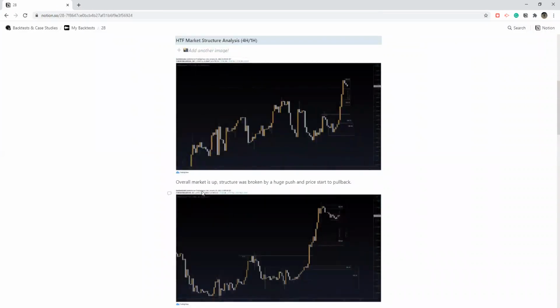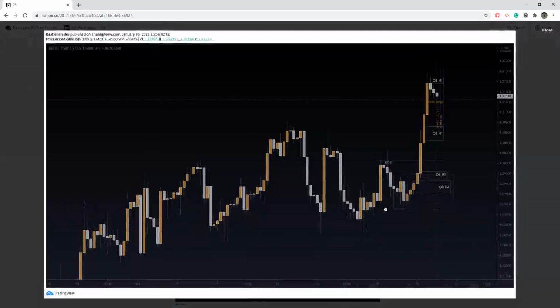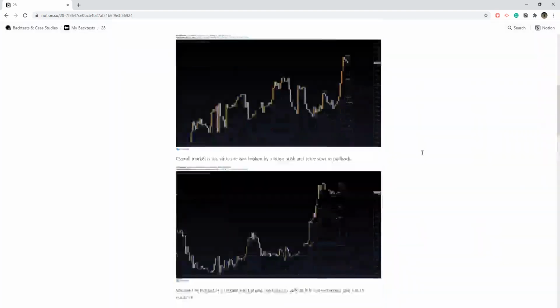Overall market is up, structure is broken by a huge push and starts to pull back. Yeah, huge move to the upside. And definitely we're going to be looking at it for shorts or for the market to reach some of those areas. You have an hourly OB in between, and you have your full hourly OB right there, maybe even a daily OB. I see something big right here. So let's see how you framed it.